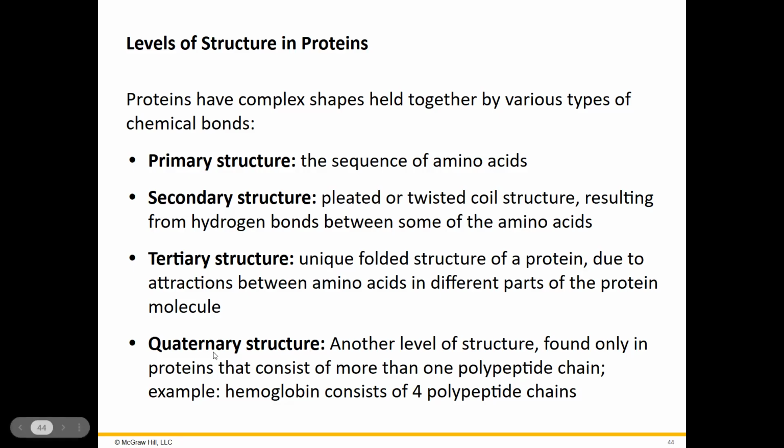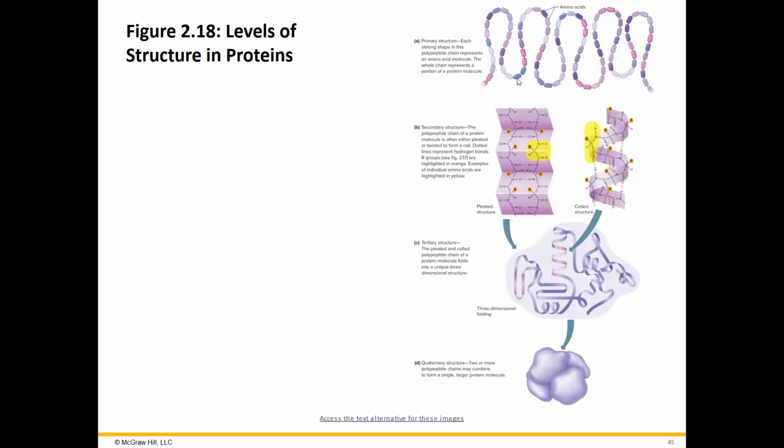The last one's quaternary. Here's all you need to know. Quaternary is tertiary, except instead of one chain of amino acids getting folded into pleated sheets, coils, and then folded into a tertiary structure, we have multiple tertiary structures all folded together. That's quaternary. When there are two or more polypeptide chains combined. So again, tertiary, it forms this big glob like this. Well, now when you add multiple globs, that's your quaternary structure.